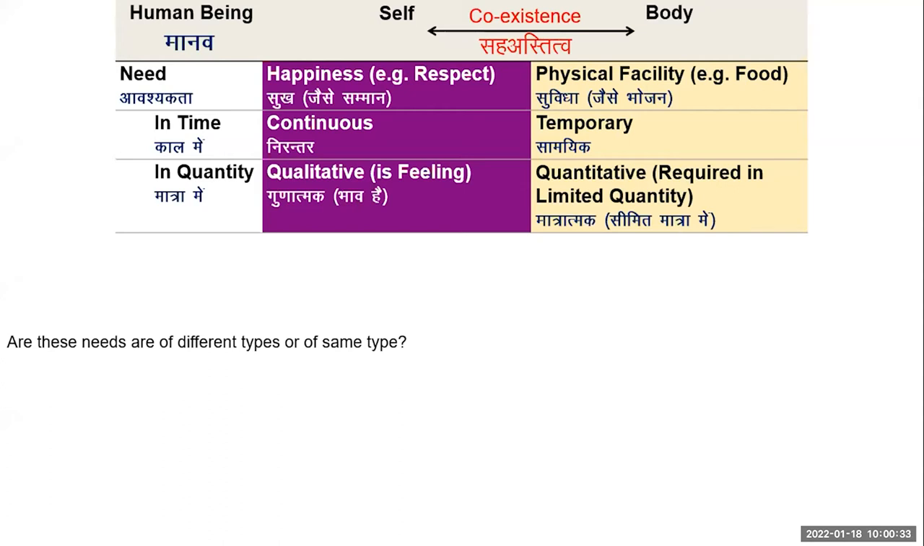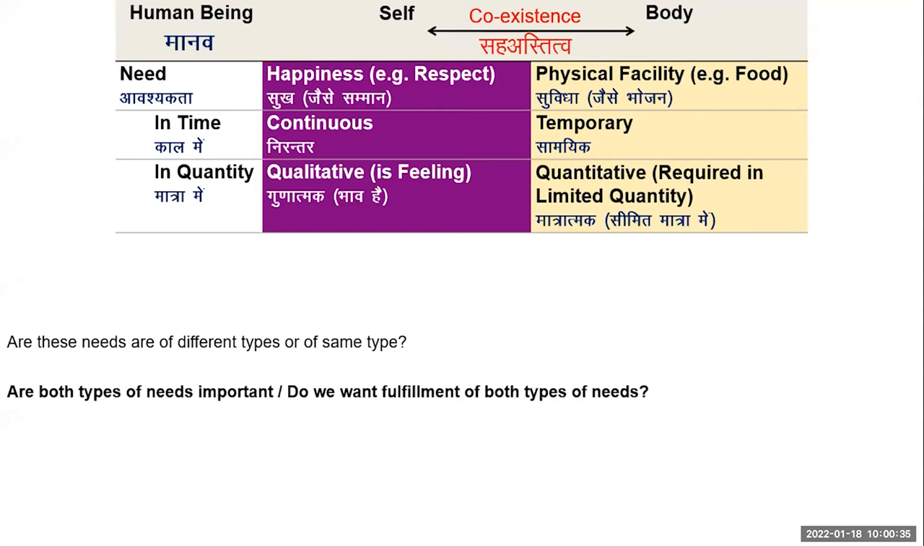So are these needs different types or of the same type? And are both needs important, or do we want to fulfill... Do we want fulfillment of both types of needs? We can easily see the need of the physical facility, the physical requirement of physical facility to fulfill the needs of the body is also required.